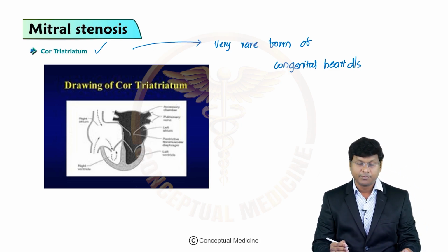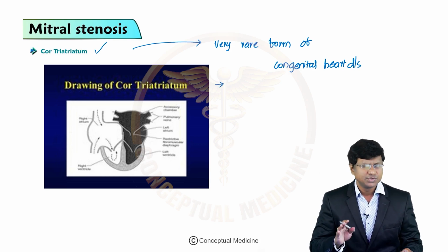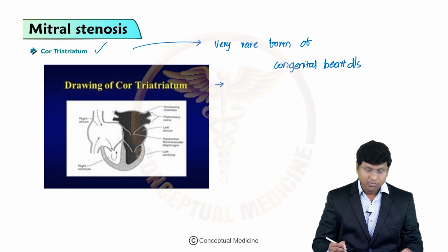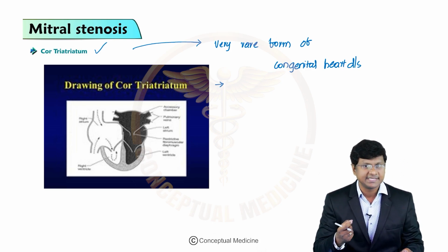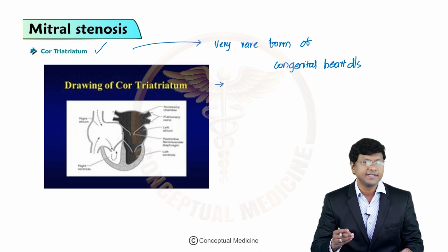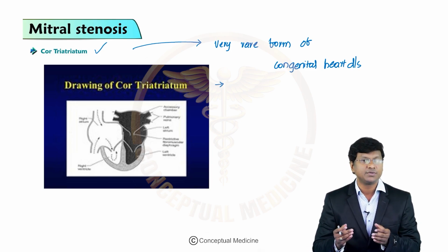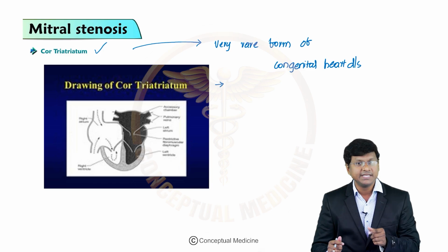It is one of the rare forms of congenital heart disease. It is present in just 0.1% of the population. Now, in these individuals with Cor Triatrium, what exactly happens? What exactly is the abnormality? It is characterized by draining of part of or all of the pulmonary veins into the accessory chamber that is linked to the distal portion of the left atrium.